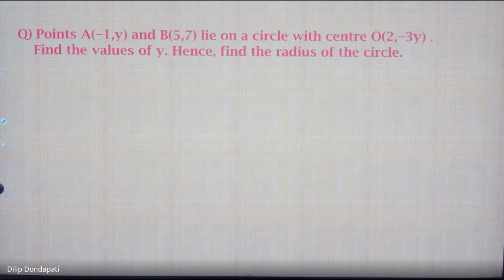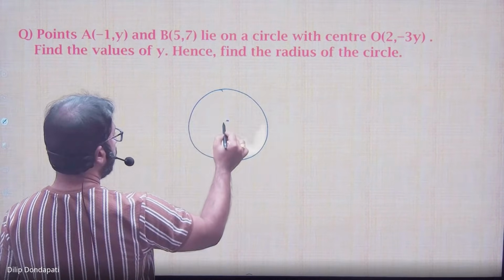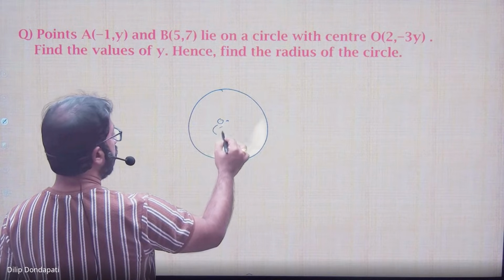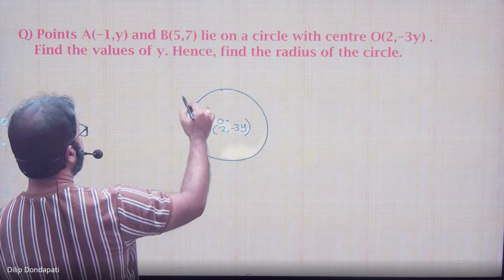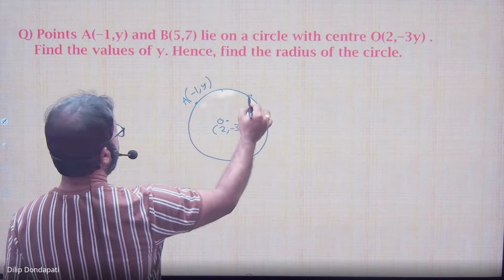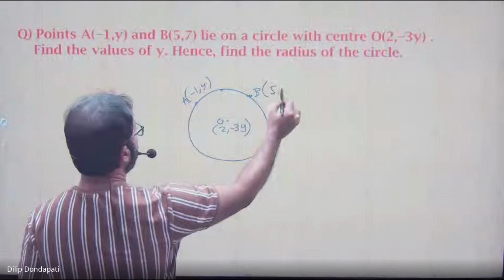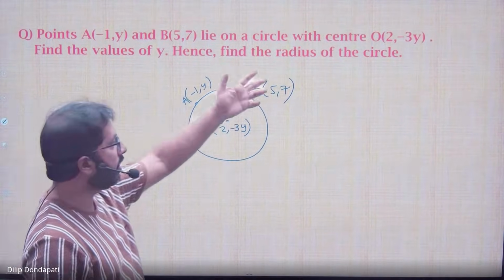Points A (-1, y) and B (5, 7) lie on the circle whose center is given as (2, -3y), and 2 points are lying on the circle. A point is (-1, y), and B point is (5, 7). He is saying to find the value of y and find the radius of the circle.